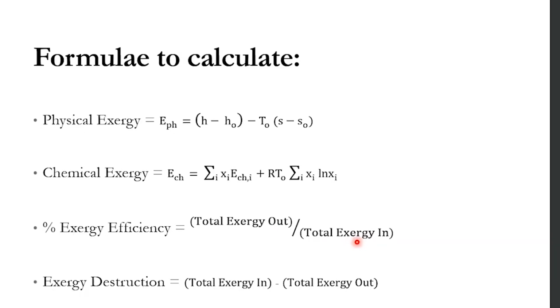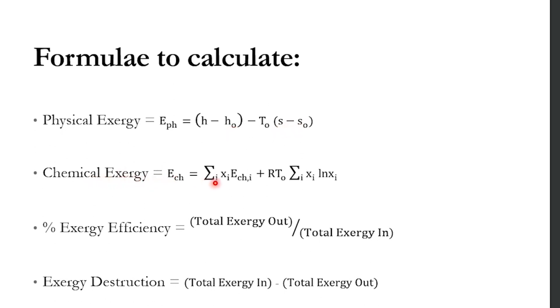Now, physical exergy is calculated as H minus H naught minus T naught times S minus S naught. Obviously, H represents the enthalpy of the stream at the given condition and H naught the enthalpy at the reference condition. And obviously, we know the reference conditions: 298.15 Kelvin or 25 degrees centigrade and 1 atm. And similarly, S represents the entropy.